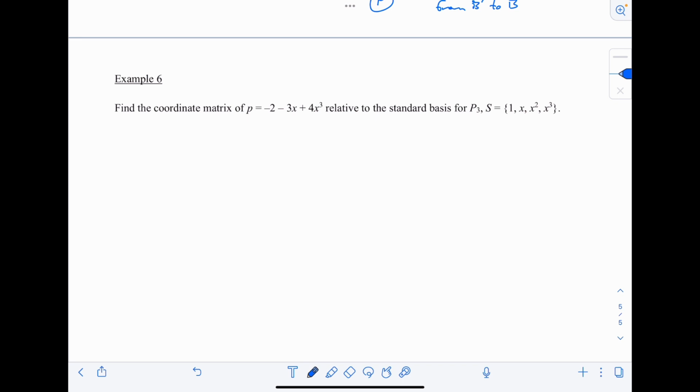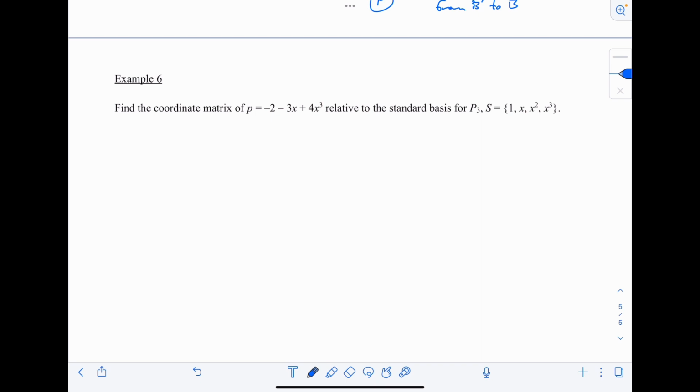So in this case, we're going to look at polynomials. We're going to look at the P space. It says find the coordinate matrix of p equals -2 minus 3x plus 4x cubed relative to the standard basis for P3 given by S equals {1, x, x squared, x cubed}. Okay, so again, we're not really doing a whole lot of work here. We want to find the coordinate matrix, that one column matrix of scalars.